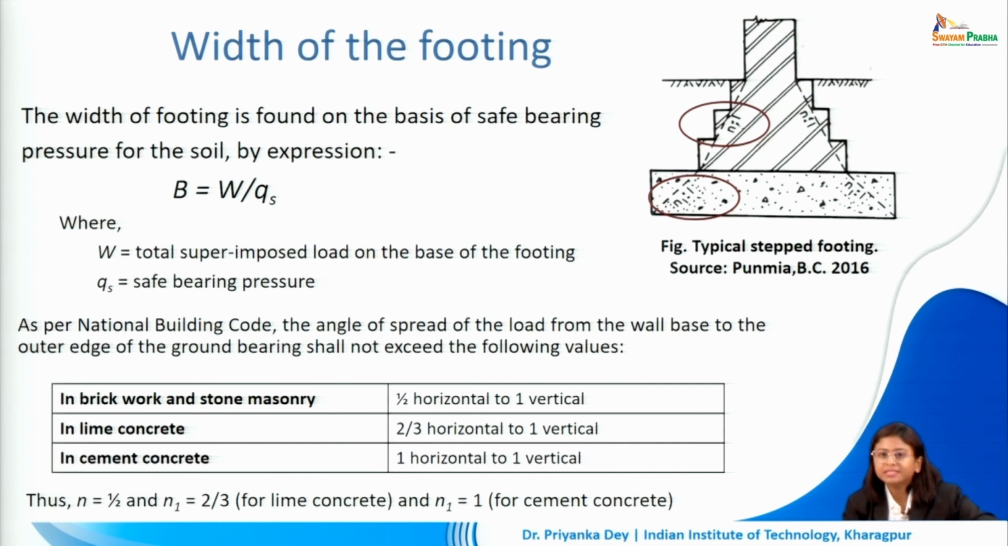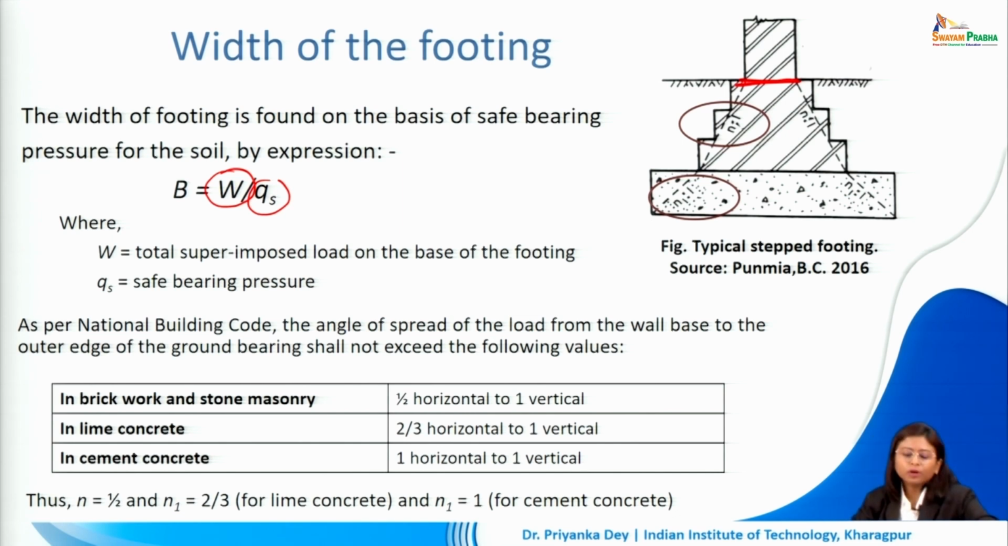So once the depth is done, we are going to move on to the width of the footing. The width of the footing is going to depend on the total superimposed loads and the safe bearing pressure, which is in the denominator. Now as per the National Building Code, the angle of spread of the load from the wall base, which is here, to the outer edge of the ground bearing has to be at a certain angle.